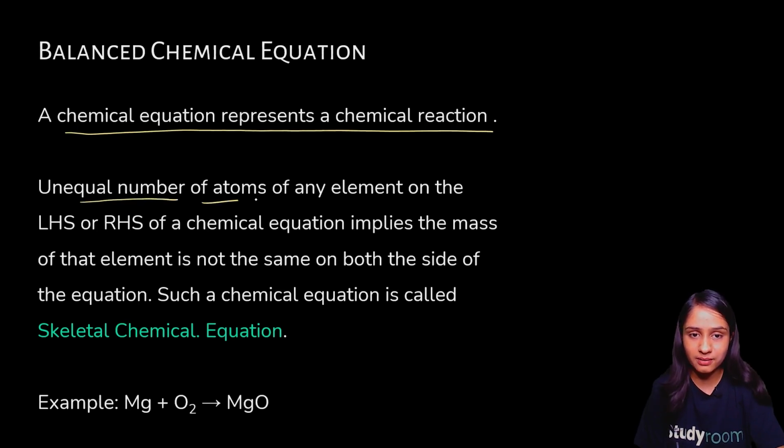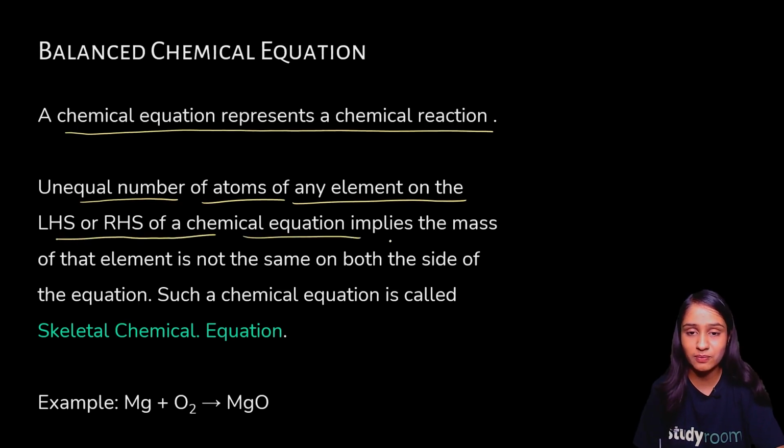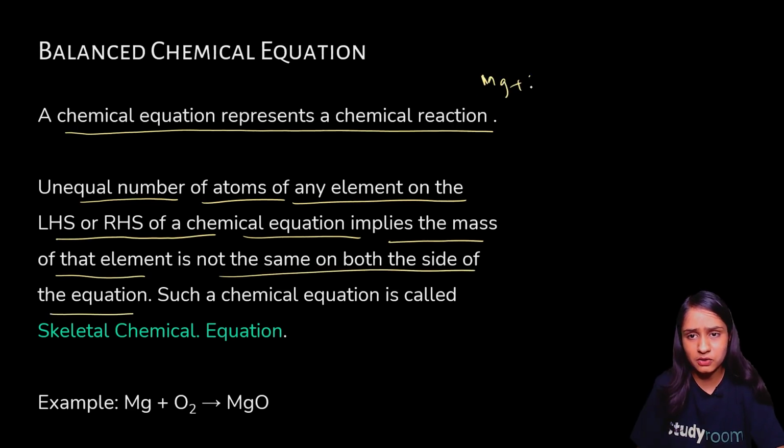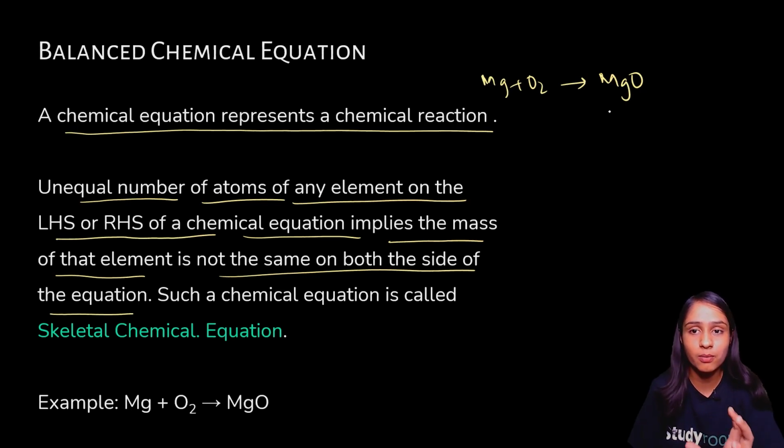An unequal number of atoms of any element on the LHS or RHS of a chemical reaction implies the mass of that element is not the same on both sides of the equation. When I wrote Mg plus O2 gives MgO, you can see here that there were two atoms of oxygen reacting, but in the product only one oxygen got attached to the Mg. So there is some problem in it. This is not following the conservation of mass.